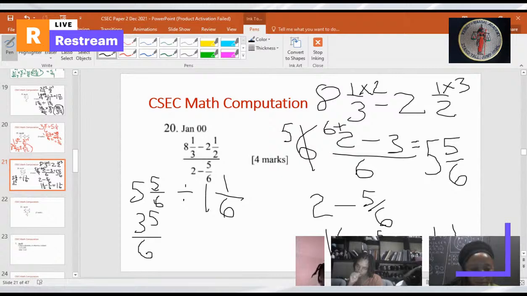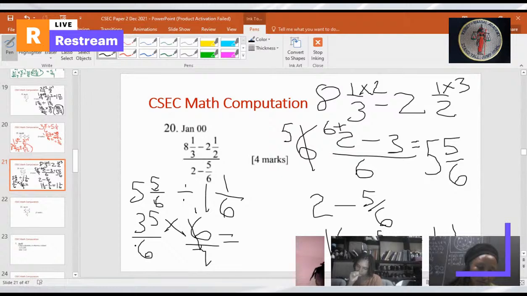Change the division sign to a multiplication sign. And then 6 times 1 is 6, plus 1 is 7, so 7 over 6. You flip it, invert it, and it becomes 6 over 7. You can do 6 into itself 1, and 6 into 6 1.